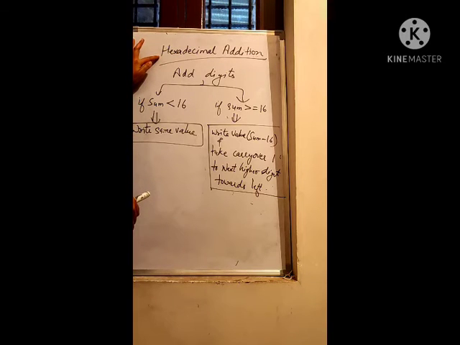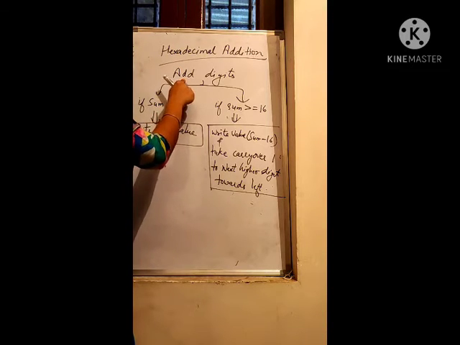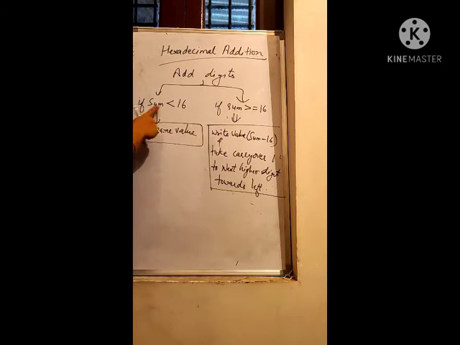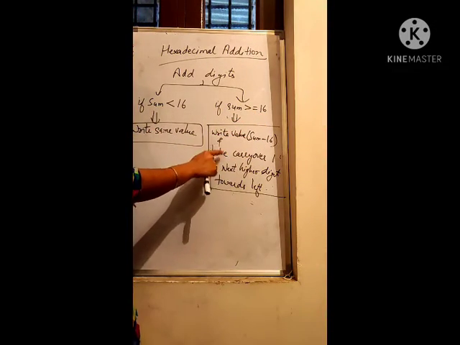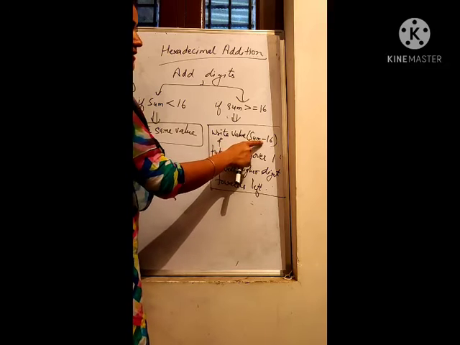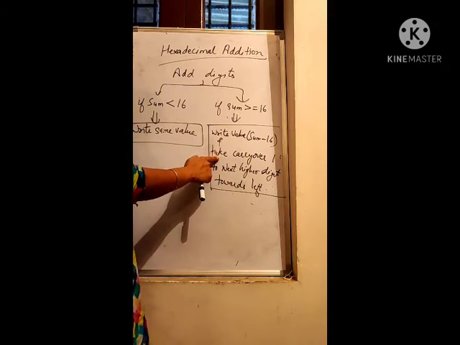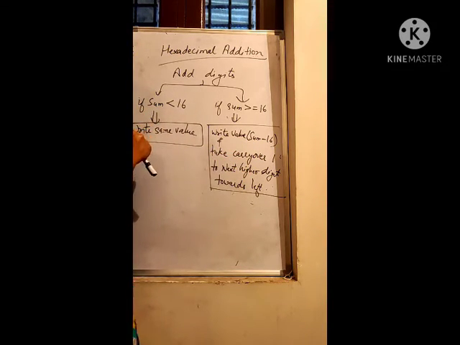Now next is hexadecimal addition. How can we perform the hexadecimal addition? It is the same as the octal number, but we have to take 16 instead of 8. We have to add the two digits, and if the sum is less than 16, then write the same value that is obtained by adding the two digits. If the sum is greater than or equal to 16, then we have to write the sum after subtracting 16 from it and take the carry over 1 to the next higher digit towards the left.